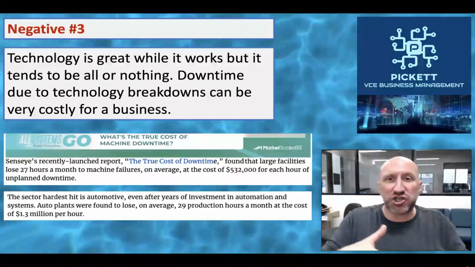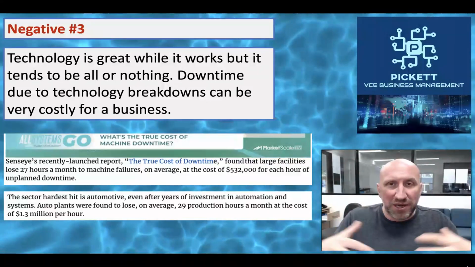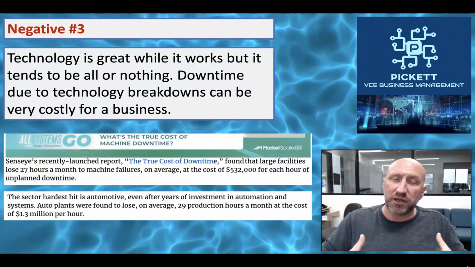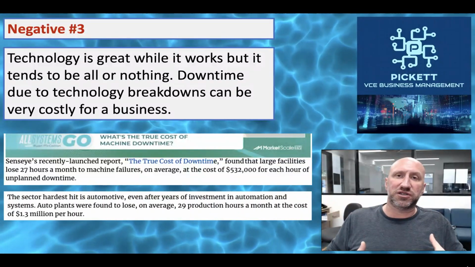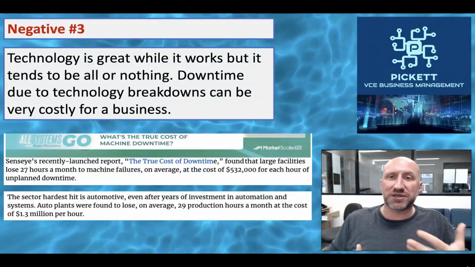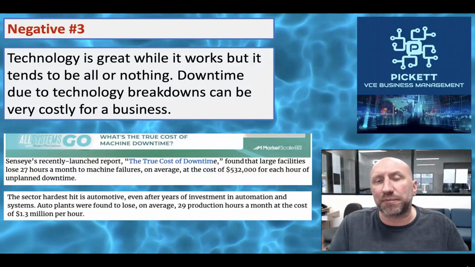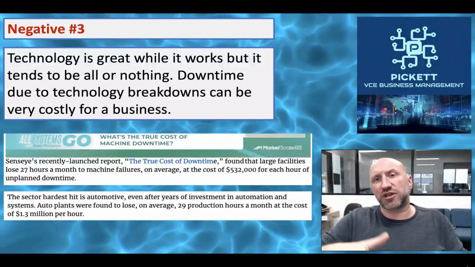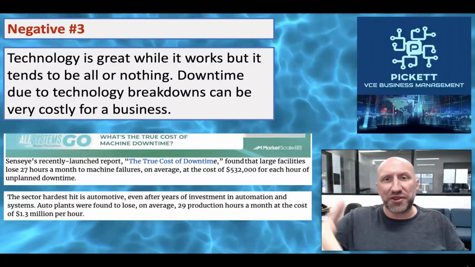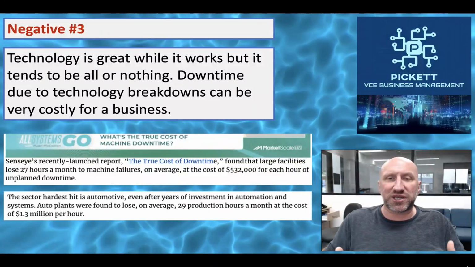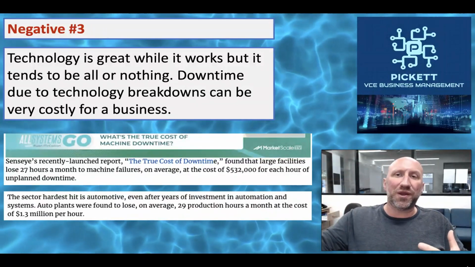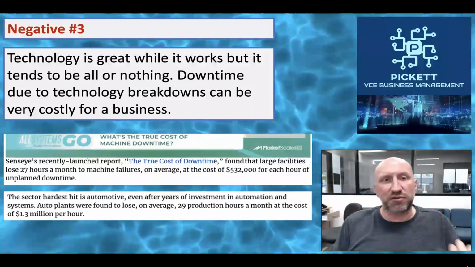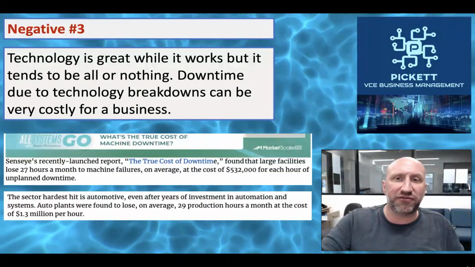If one machine breaks down in the middle of all of that, it can mean the entire production has to stop, and that can cost that business over $1 million an hour. And if you had people doing those jobs instead of machines, if one person goes sick or gets injured, things continue. But the problem with technology is often that when one thing breaks down, the entire system comes to a stop. So that is another negative.